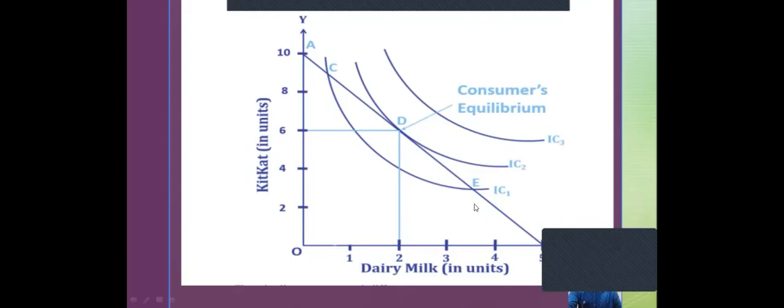So anything you can purchase is within the AB line, not more than or above the AB line, because the AB line represents your budget line. Budget is not allowing you to move to the IC3 indifference curve. You are not allowed to purchase more of commodities X and Y here in this diagram, KitKat and Dairy Milk. Your budget is not allowing you to move to the higher indifference curve IC3, though it is providing more satisfaction.